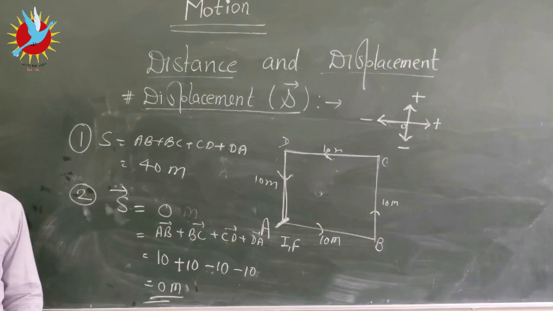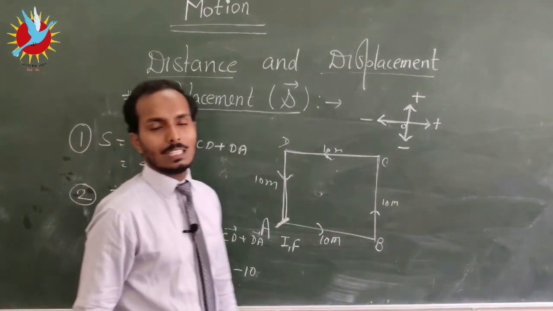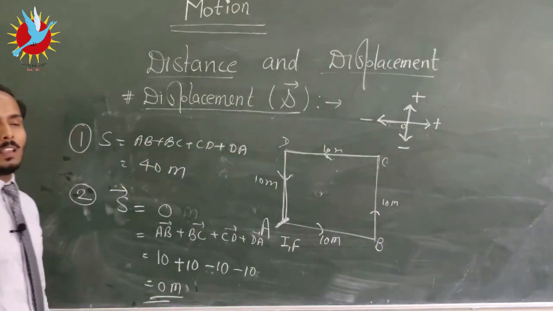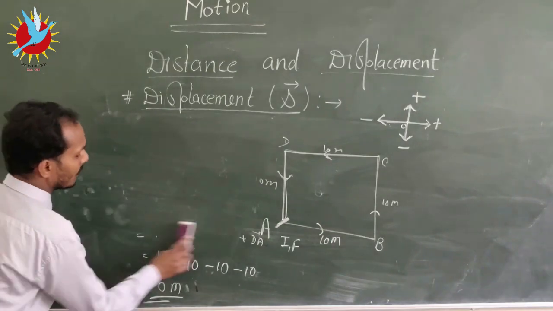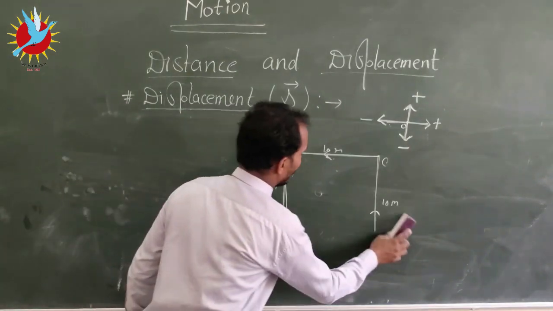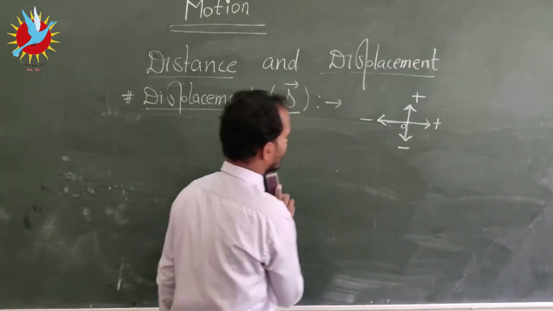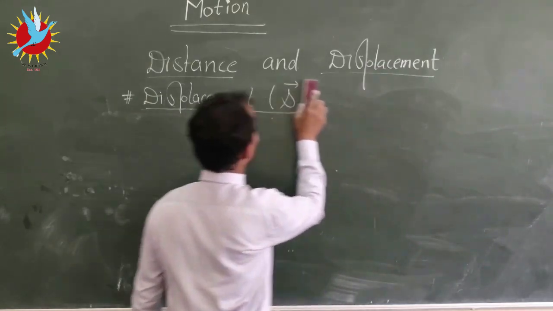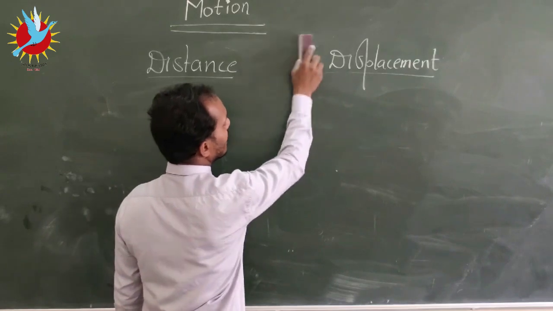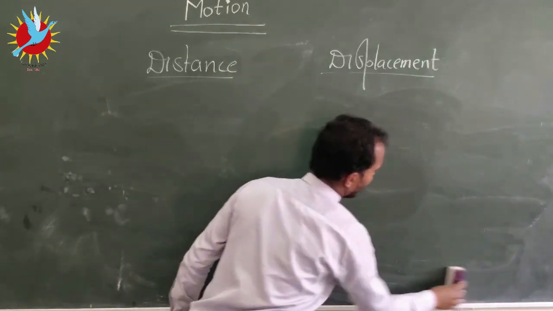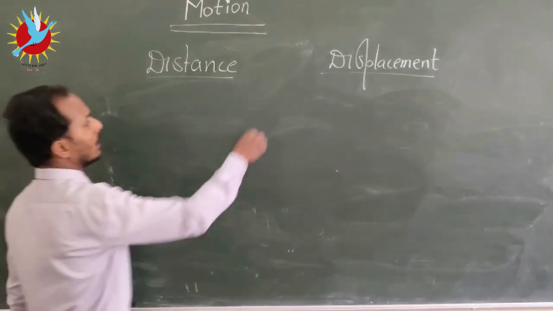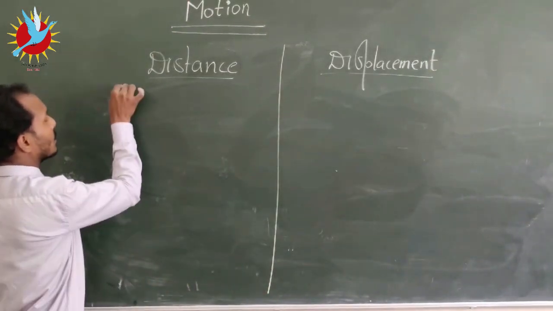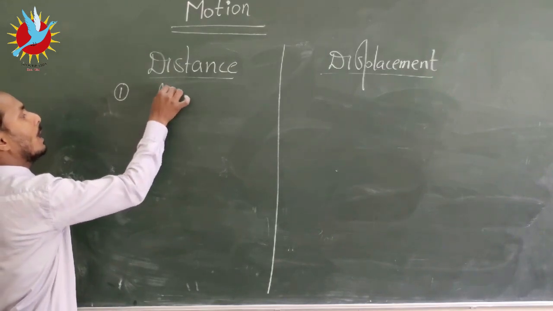So this is the way we calculate everything about distance and displacement. We take lots of examples. Now there is a question: what is the difference between distance and displacement? This is one of the important questions. So the first point: the actual path covered by the body is called distance.